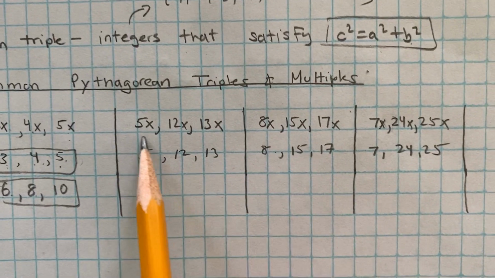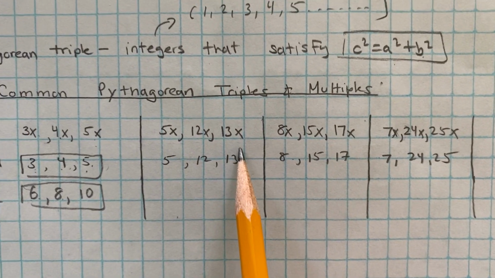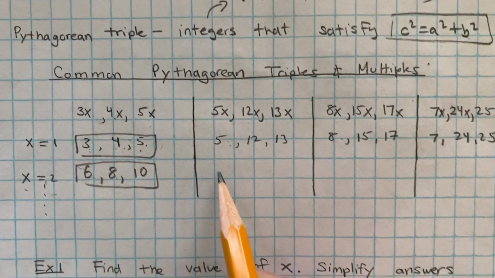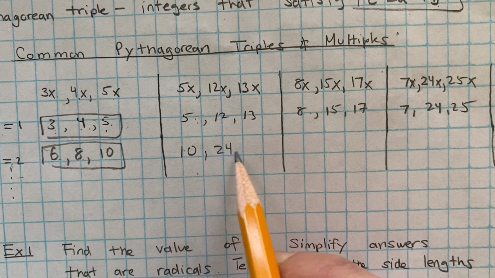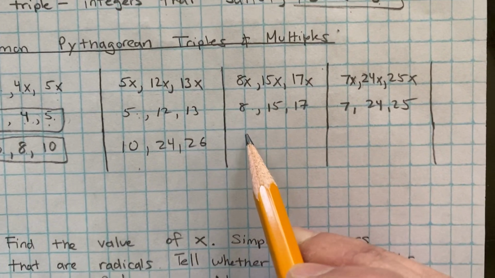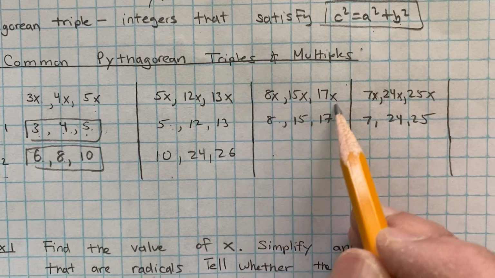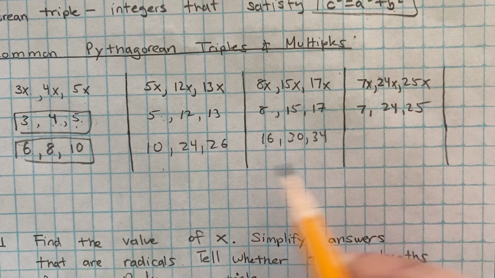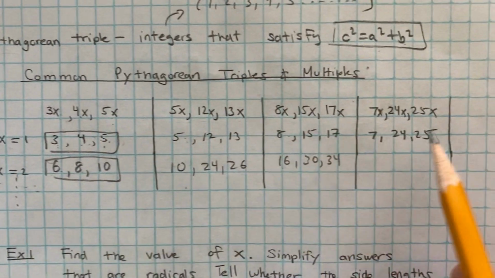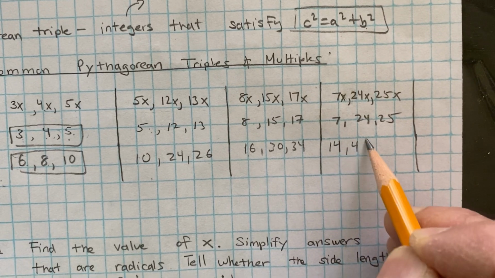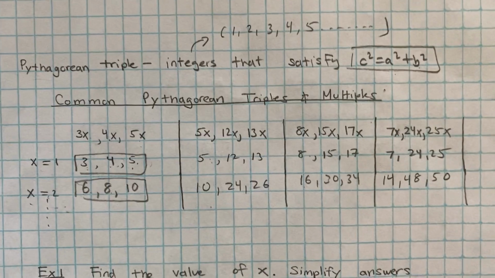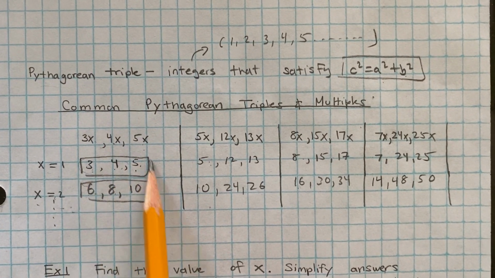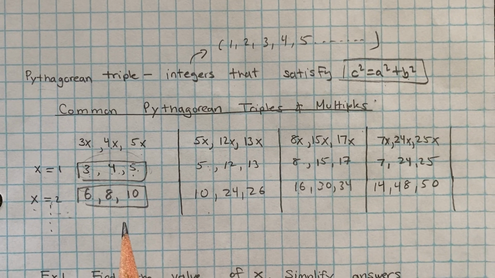And so forth. So 5, 12, 13, that's another common right triangle. If x is equal to 1, you get 5, 12, 13. If x is equal to 2, you're going to get 10, 24, 26, and so forth. For the 8, 15, 17 triangle, if x is equal to 2, you get 16, 30, 34. And for the 7, 24, 25 triangle, if x is equal to 2 over here, you would get 14, 48, and 50. What's so useful about Pythagorean triples is that sometimes when you just recognize, hey, this is a 3, 4, 5 triangle, you don't need to use the Pythagorean theorem.